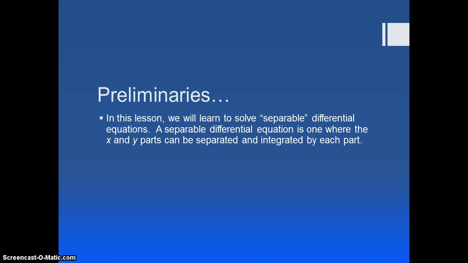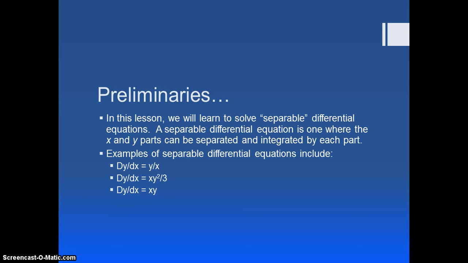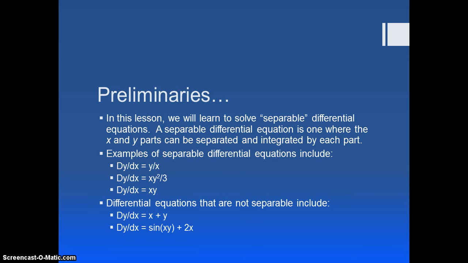A separable differential equation is one where the x and y parts can be separated, go figure, and integrated by each part. So some examples of separable differential equations include dy/dx is equal to y over x, that division will allow us to separate the y and the x part. dy/dx is equal to xy squared over 3, and dy/dx is equal to x times y. So typically if you see something with division or with multiplication and you've got an x and y variable, you generally have the chance to separate.